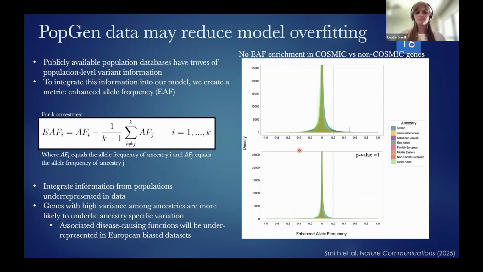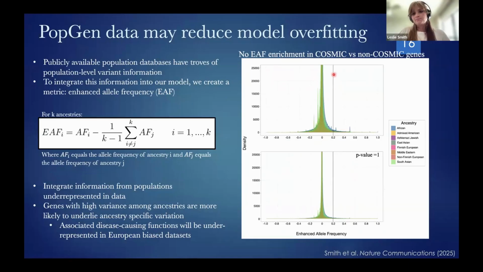And so this plot on the right here is showing the distribution after we've calculated EAF in gnomAD. The top one is just all of our enhanced allele frequencies, and then the bottom one is showing the frequencies in cancer-specific genes. And so this is just showing that we've calculated EAF from healthy tissues. It's not unique to cancer, even though we're applying it to cancer in this case.